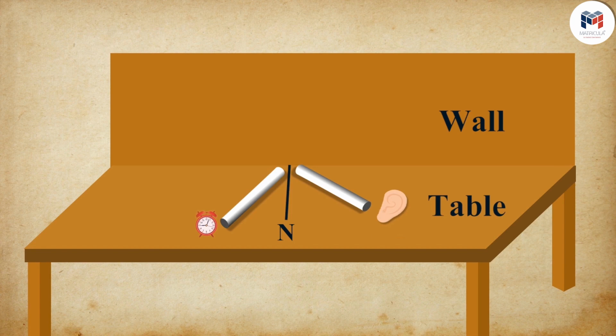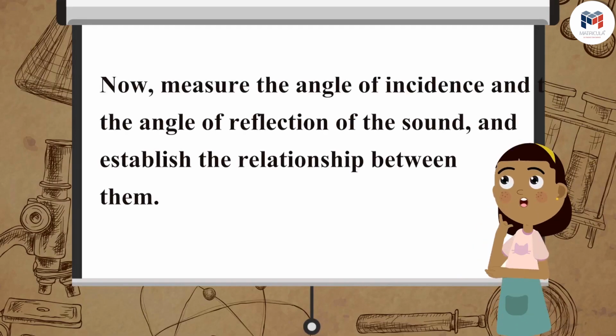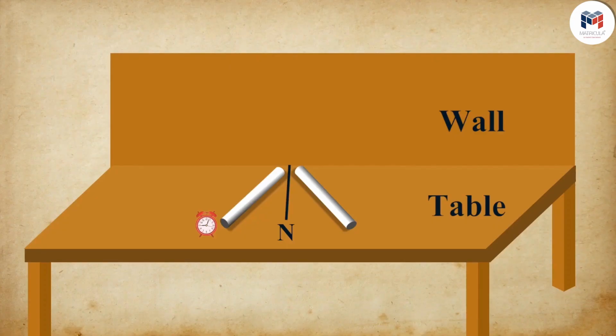To hear a clear sound of the ticking clock, adjust the position of the pipes as required. Now, measure the angle of incidence and the angle of reflection of the sound and establish the relationship between them. Change the position of the pipe on the right by lifting it vertically and observe what happens.